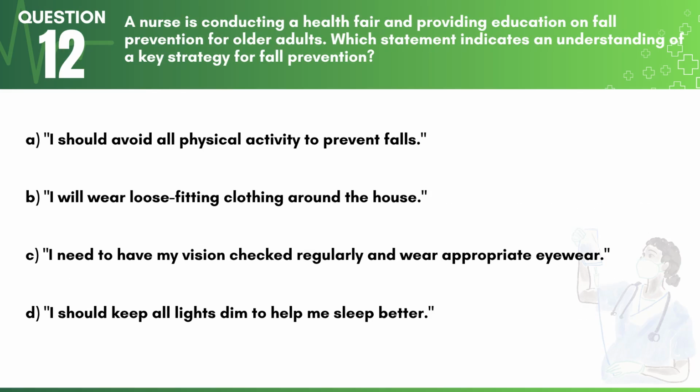Question 12. A nurse is conducting a health fair and providing education on fall prevention for older adults. Which statement indicates an understanding of a key strategy for fall prevention? A. I should avoid all physical activity to prevent falls. B. I will wear loose-fitting clothing around the house. C. I need to have my vision checked regularly and wear appropriate eyewear. D. I should keep all lights dim to help me sleep better.